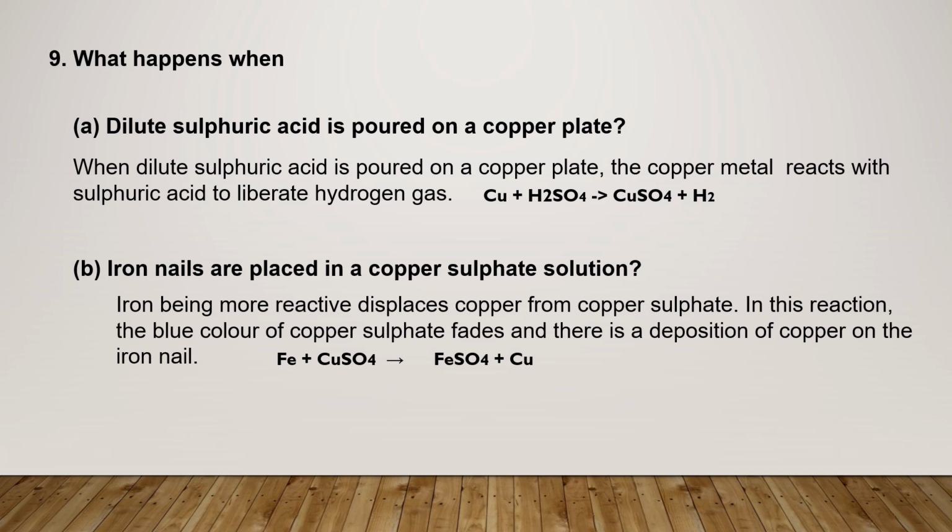Next, ninth question. What happens when dilute sulfuric acid is poured on copper plate? When dilute sulfuric acid is poured on copper plate, the copper metal reacts with sulfuric acid to liberate hydrogen gas. So copper plus sulfuric acid. This is the formula of sulfuric acid, H2SO4. So Cu means copper. So copper reacts with sulfuric acid to form salt and hydrogen gas. Here the salt is copper sulfate.